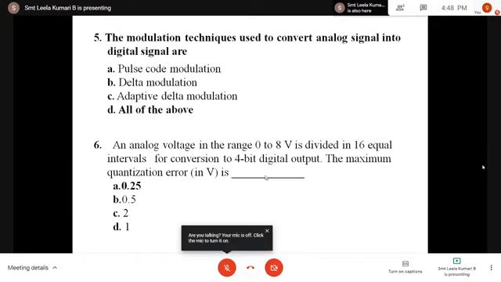But the maximum quantization error we have to calculate. The maximum quantization error is equal to S by 2. Therefore 0.5 by 2, which is equal to 0.25. So 0.25 is the correct answer.